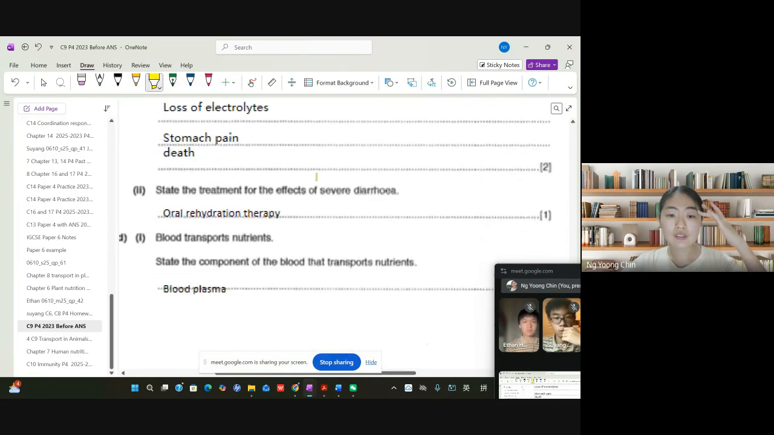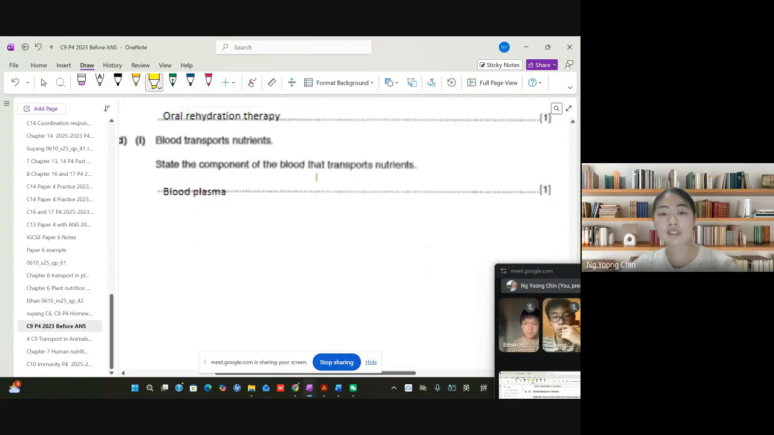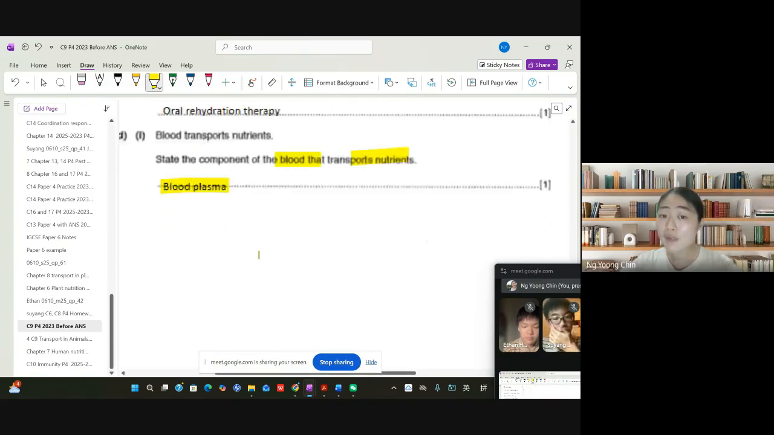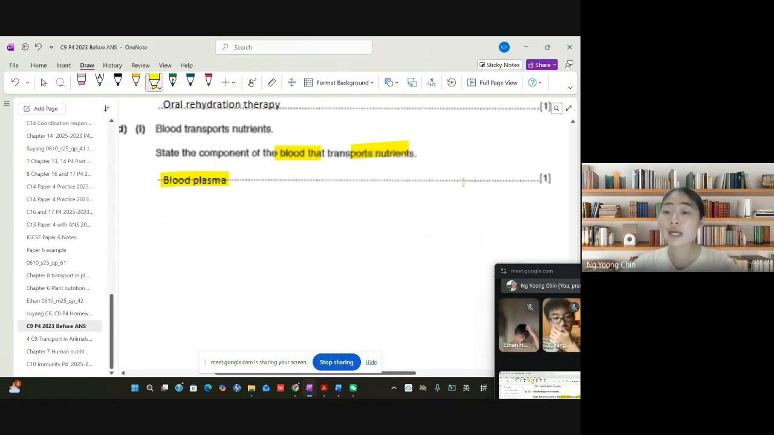Okay, that's all. Blood plasma. What kind of component in blood transports nutrients? So it's blood plasma. Just remember that blood plasma is a component of blood, the liquid part of the blood, and it occupies about 55%. It consists of mineral ions, amino acids, glucose, those kinds of molecules. So blood plasma will help to transport the nutrients, which are carried in the form of glucose, amino acids, ions, that kind of molecule.